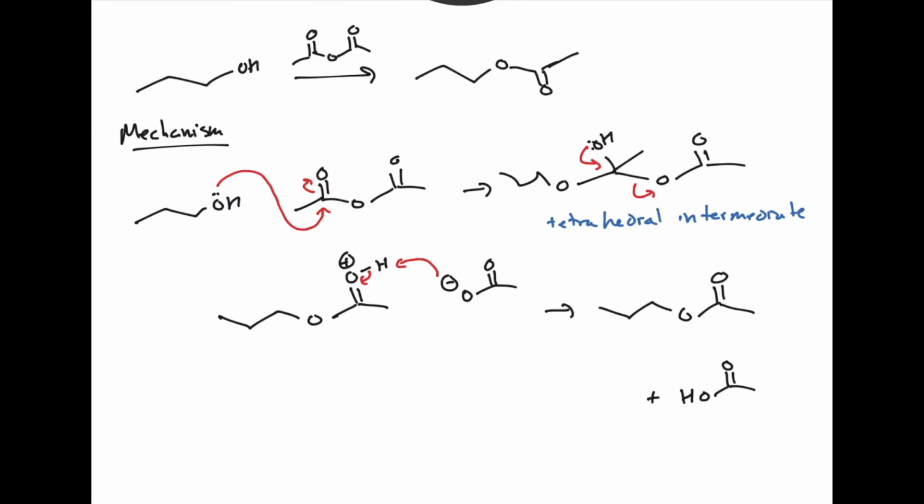So symmetric anhydrides are easy because, well, they're symmetrical, right? It doesn't matter which carbonyl carbon you add to, you always get the same product, right? Now this changes when you have a mixed anhydride, right?